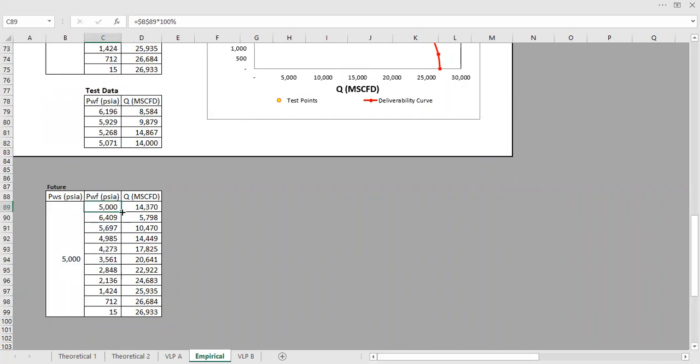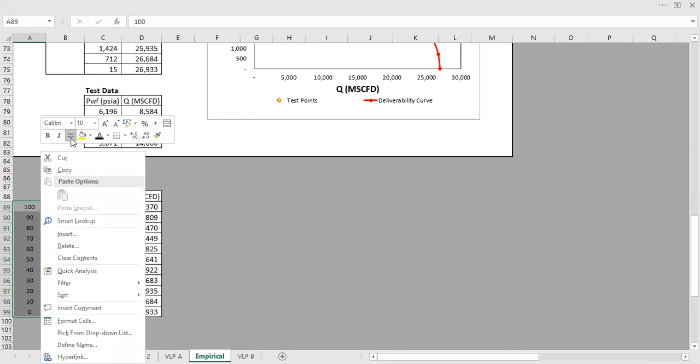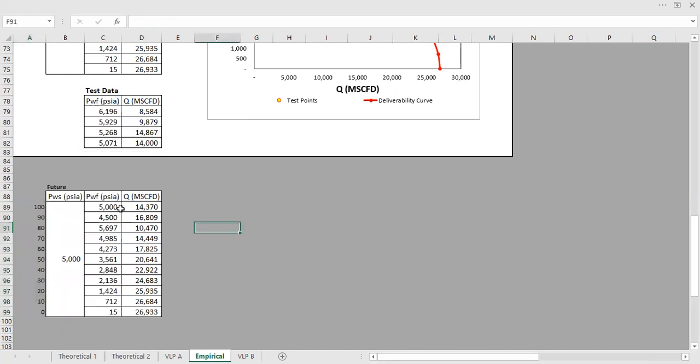100%, 90%, sorry, should be 90%, or maybe we can do like this, 80 down to 0. Okay, all right, and then this one percentage multiplied by this one, F4.